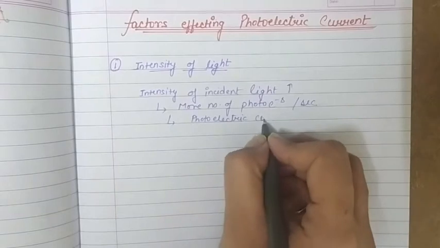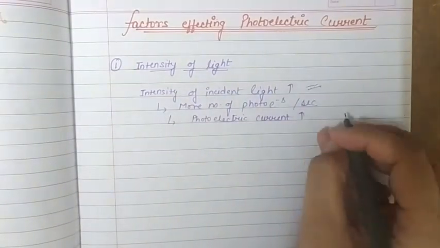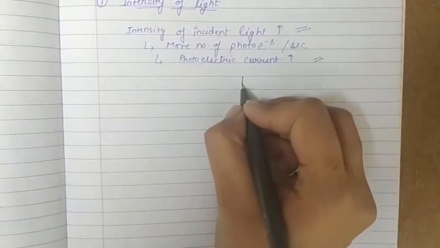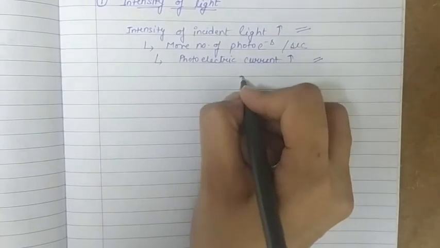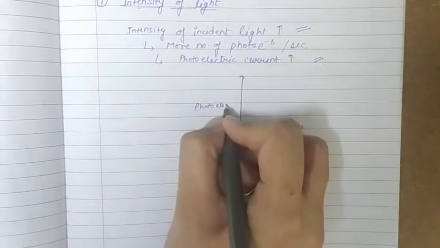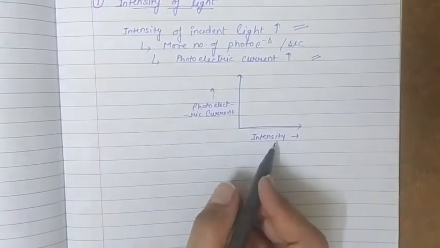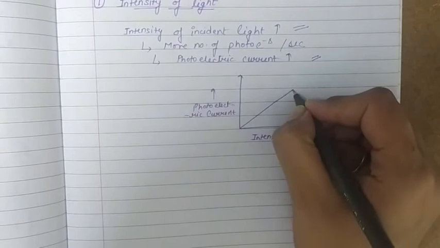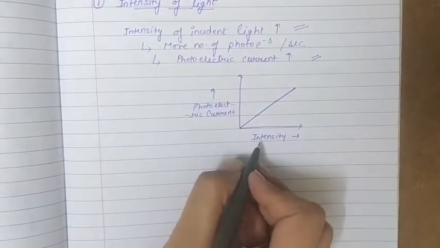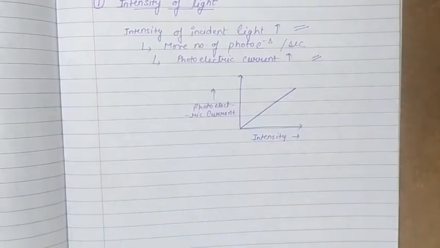Photoelectric current also increases. This means if we increase the intensity of incident light, then the photoelectric current in the circuit also increases, and we can show that variation in a graph like this. If we plot intensity of light on the x-axis and photoelectric current on the y-axis, then the photoelectric current varies with intensity such that it shows a straight line inclined with the x-axis. That means intensity is directly proportional to the photoelectric current, and as we increase the intensity, the photoelectric current also increases.